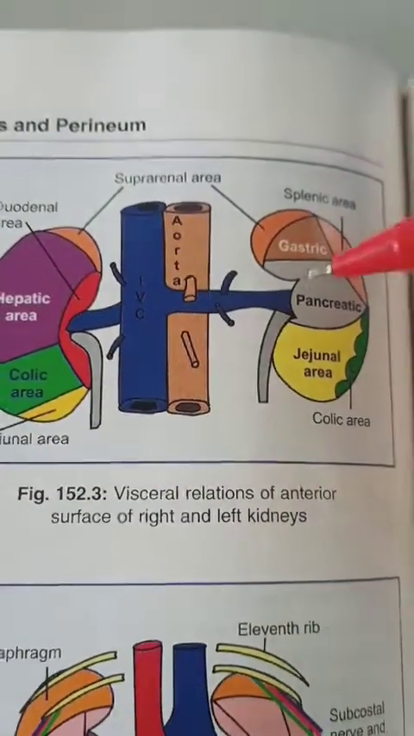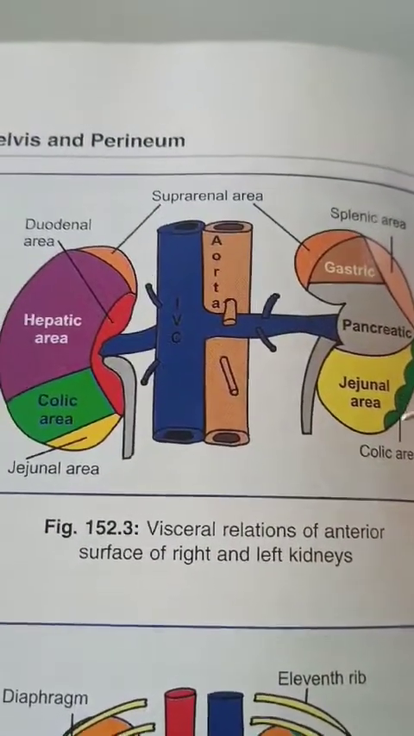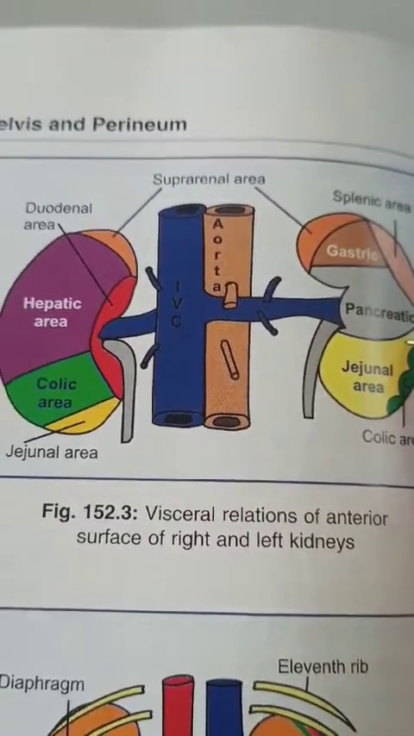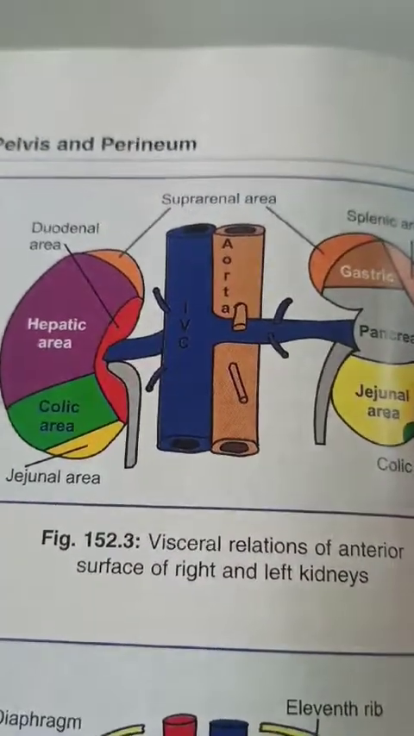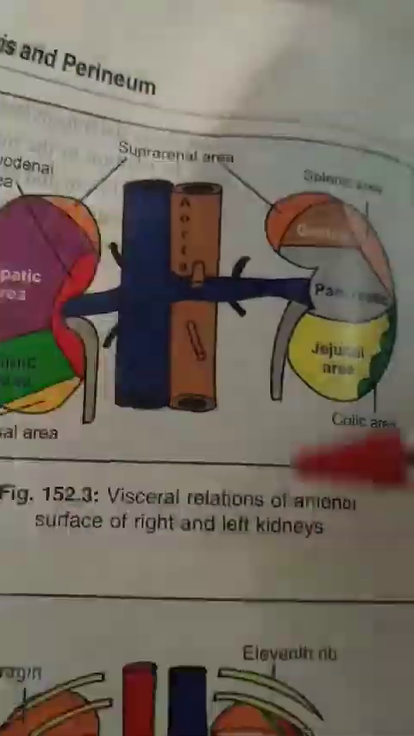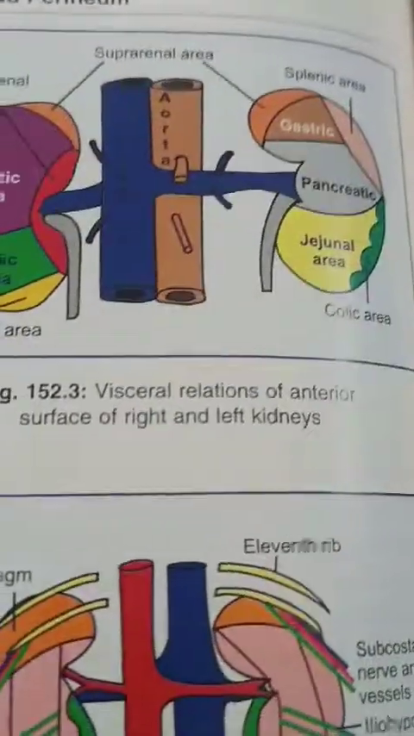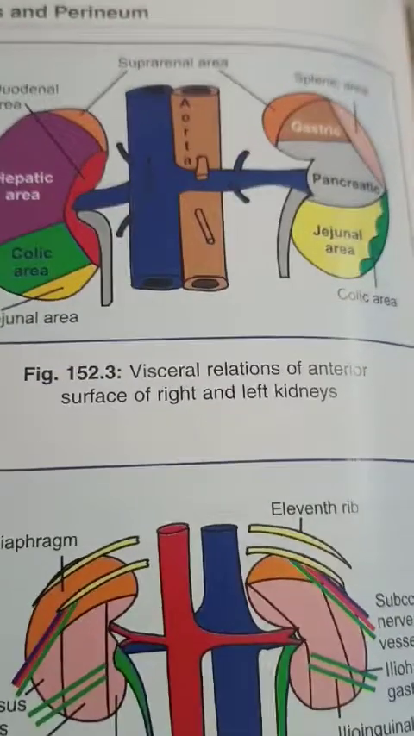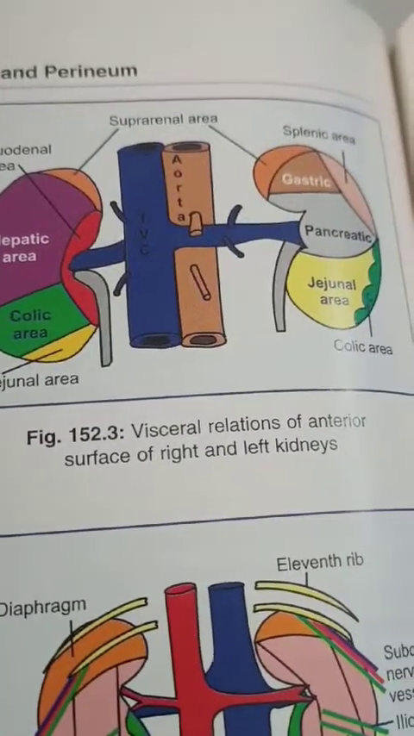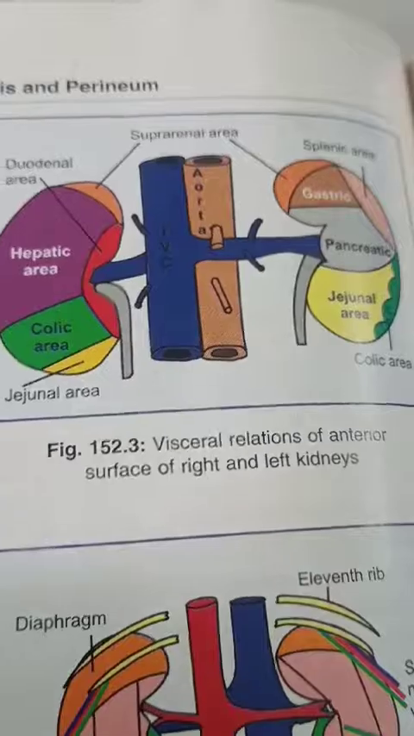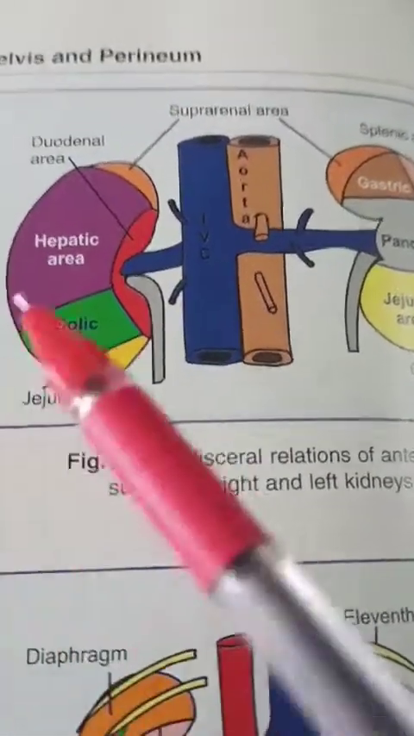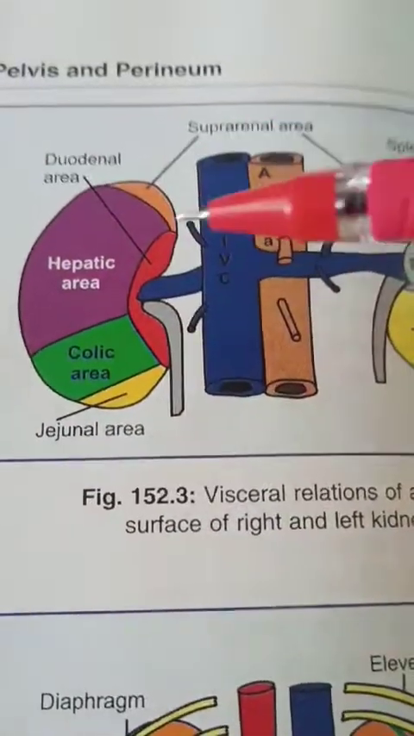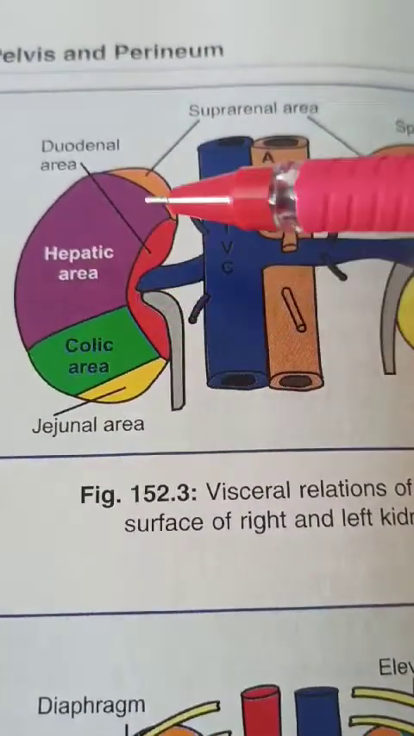And next is the relations of the kidney. Here we can see the anterior surface of the kidney. The relations will be different because the structures within the abdomen on our right and left side are different. So the relations also will be different for the right and left kidney. This is our right kidney and this is the left kidney.